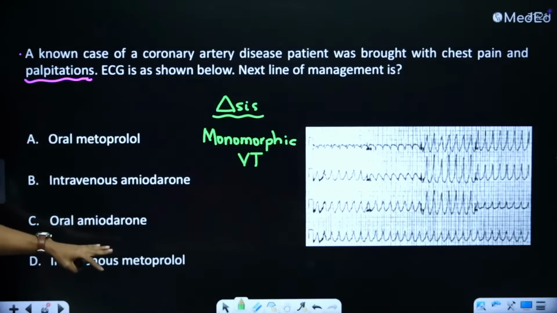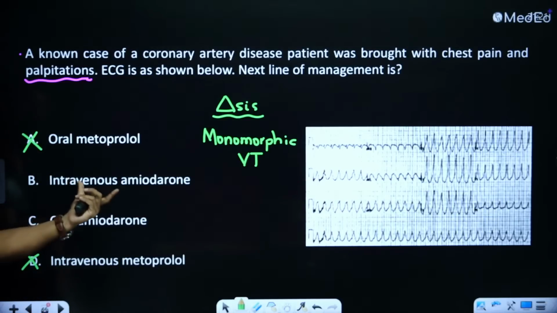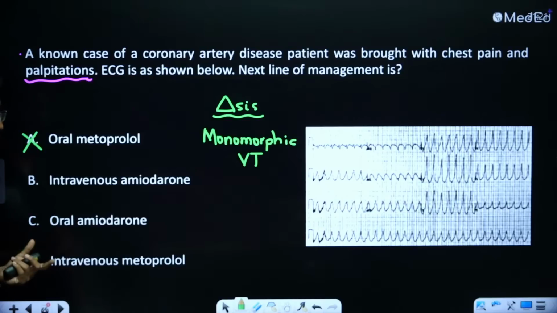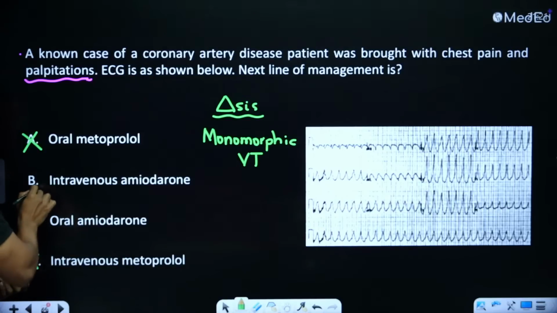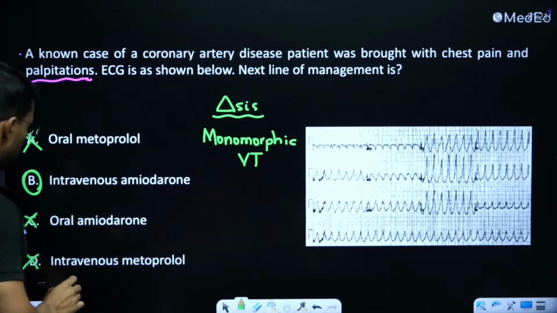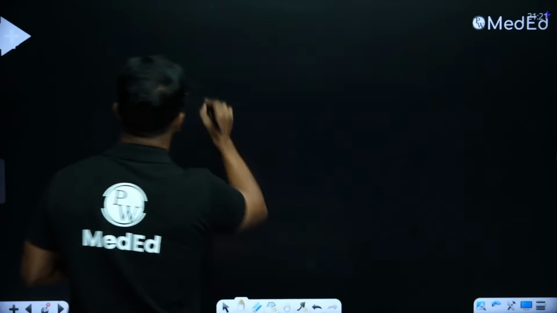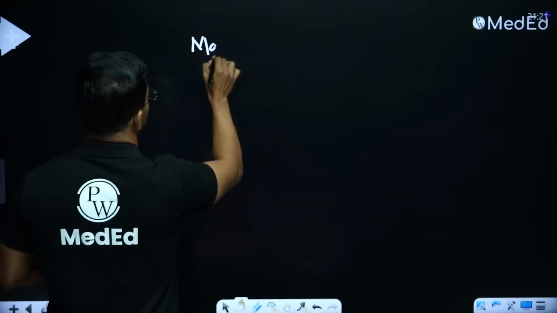Beta blockers are not considered as suitable drugs for the management of VT. They are already out. Then amiodarone is considered as the drug of choice for VT, but not in the oral form. So we will go ahead with option B, intravenous amiodarone. So a quick take on the management of wide complex tachyarrhythmias.